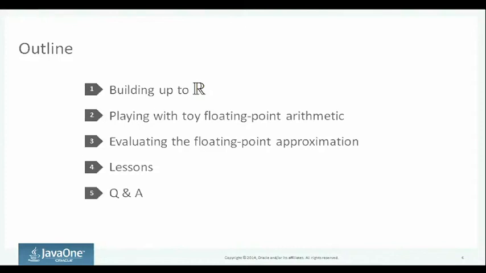An outline: since floating point is an approximation to real arithmetic, we'll start out by talking about what real arithmetic is exactly. We'll look a bit at some floating point formats and what we can do with them. We'll examine how floating point approximates the properties of real arithmetic we care about, and finally some lessons learned, and if we have some time, some Q&A.